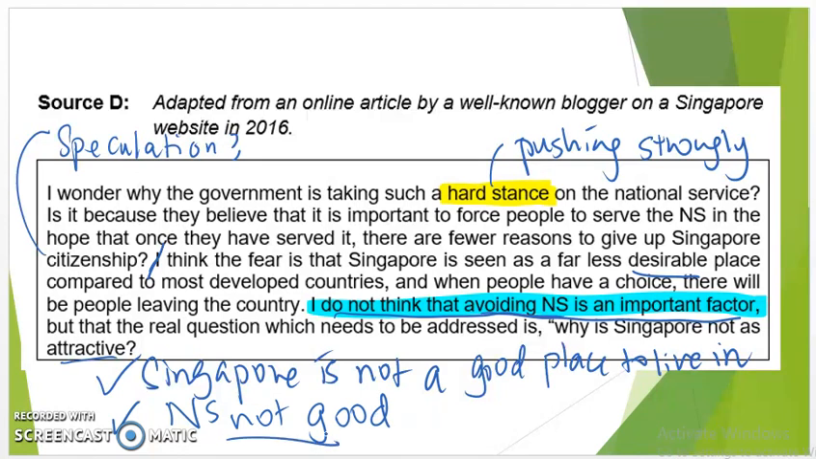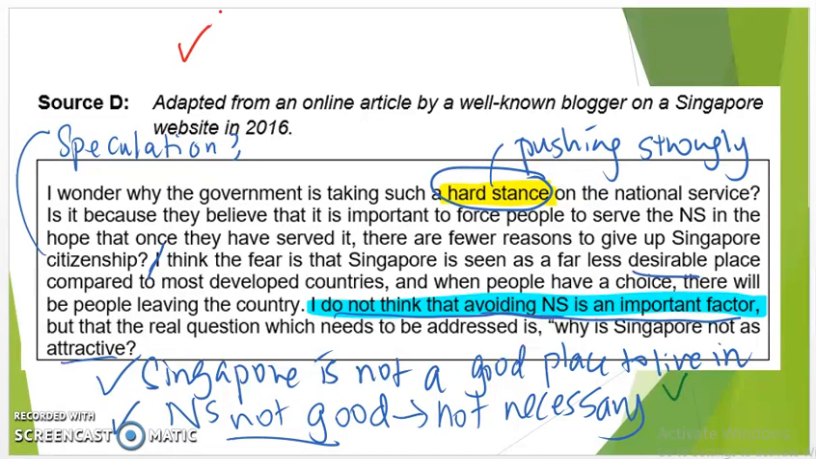How do I know this? Because I wonder why the government is taking such a hard stance on national service. That means he feels that actually it's not so necessary, right? It's not so necessary to strongly push for it. However, he also, let me find some space to write this down. Okay, so this is inference number 1.